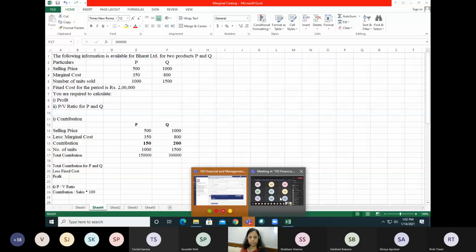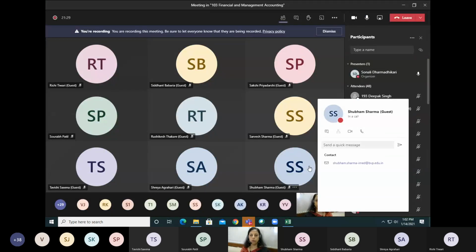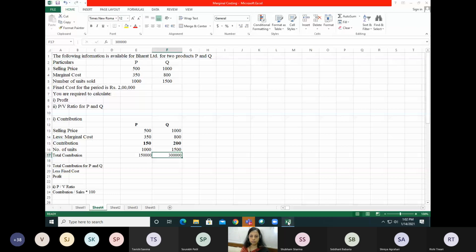Now, as the company is selling two products, for the company's profit, you have to find out the total contribution of both products. So total contribution for P and Q, 1,50,000 plus 3 lakh. So it is 4,50,000. Now what is the fixed cost? It is 2 lakh. So total contribution minus fixed cost is equal to profit, 2,50,000.